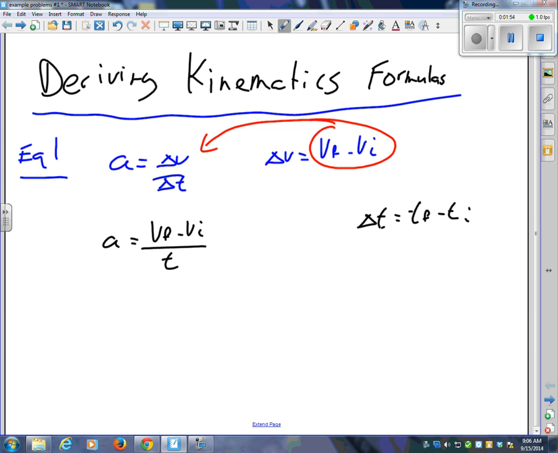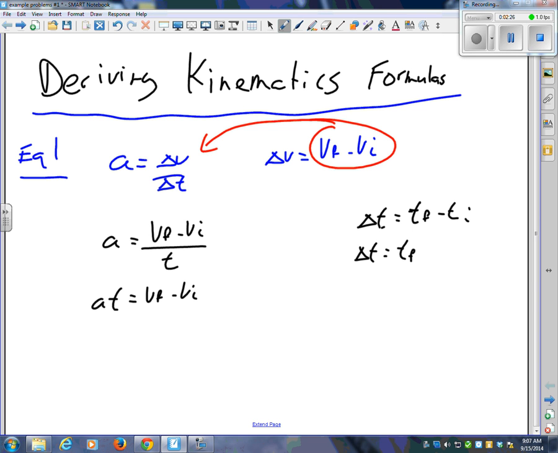Tf minus Ti. But almost virtually in every instance, what is the initial time? 0. So in other words, delta t is equal to Tf, or just the time. As long as you know that it really is delta t, the change in time. But like I said, 99% of the time, it's just equal to the time because the initial one is 0. And then I'm going to rearrange this.